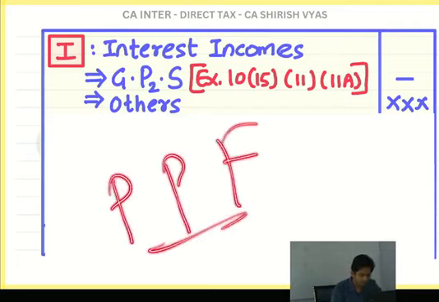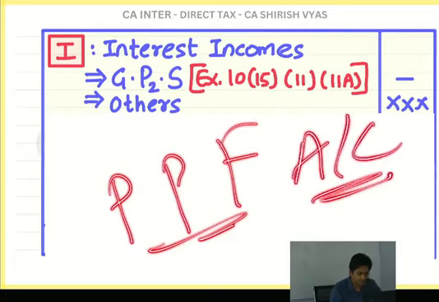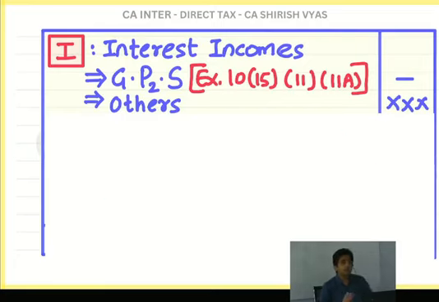Public Provident Fund account. So you know why it is called public? Because this account can be opened by anyone. See, one provident fund is there which is there in jobs. When you do a job, there also there is some provident fund. That is different. This is the general public account. That's why the name is Public Provident Fund account. This account you can also open.